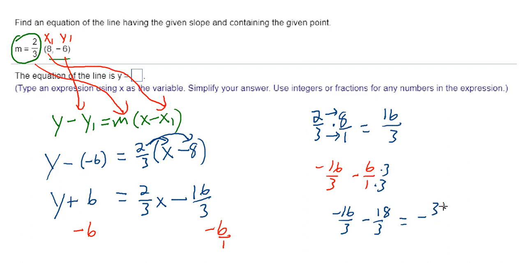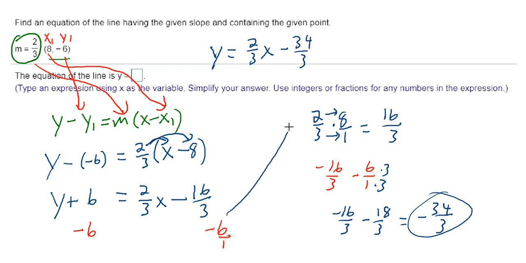34. See, is that right? Yeah, 34 over 3. Right. And so that's what we get when we combine these two numbers together. So my final answer will be y equals 2/3 x minus 34 over 3. So I'm having to write it up here since I ran out of room down here.